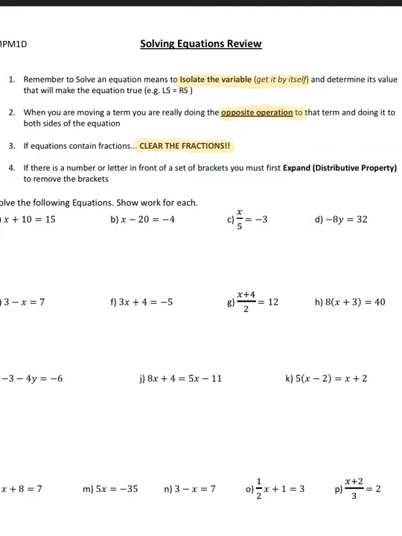And finally, if there is a number or a letter in front of a set of brackets, we have to use the distributive property, so we have to expand. We talked about that distributive property as being our rainbow rule. That means that we take the number that's outside of the bracket and we multiply it into every term that's inside of the bracket. And after that's done, we can get rid of the brackets.